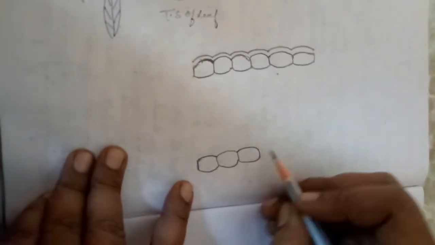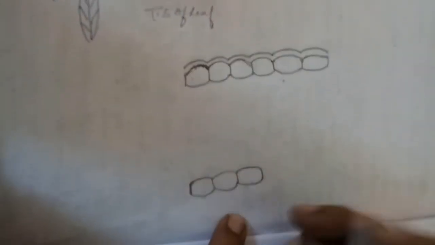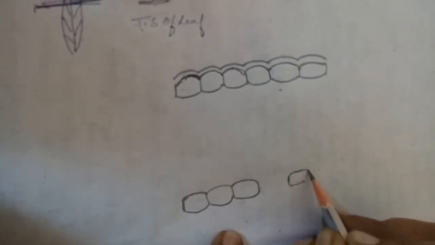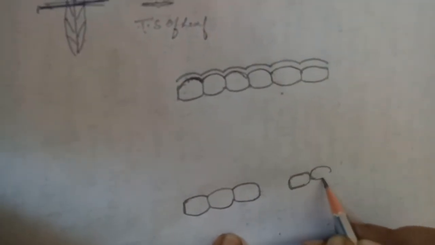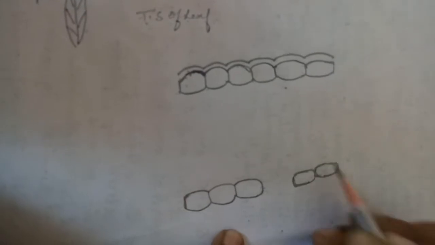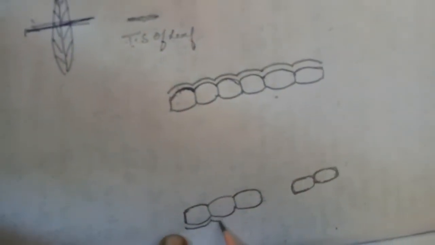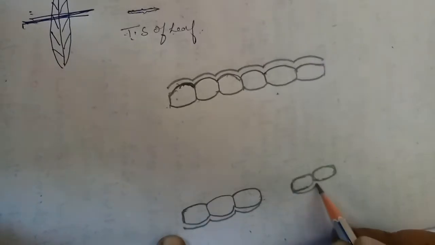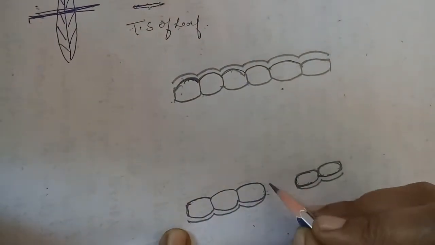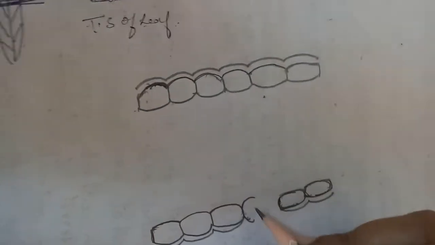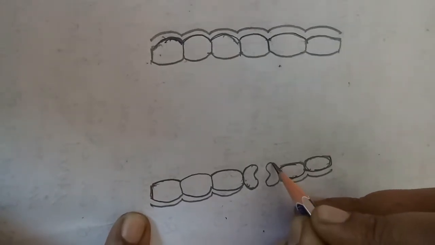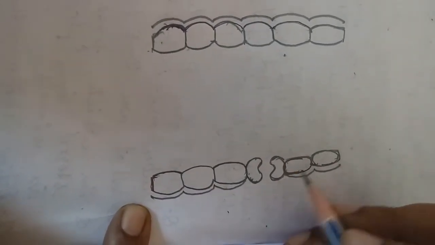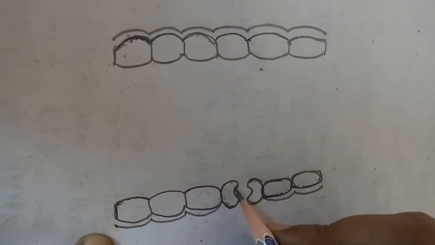Got that? Leave a little space here, and draw 2 more cells in the same line. Below also you show the cuticle. Now these are in the lower epidermis. Now you can show this is the stomata. These are the guard cells. These are stomata. Now these are the stomata, and here you can show.